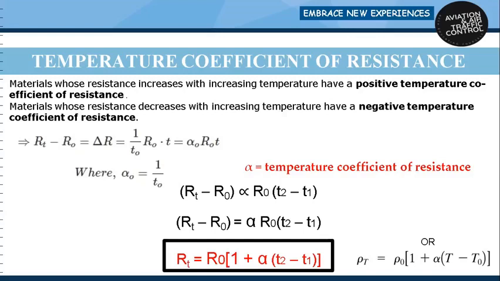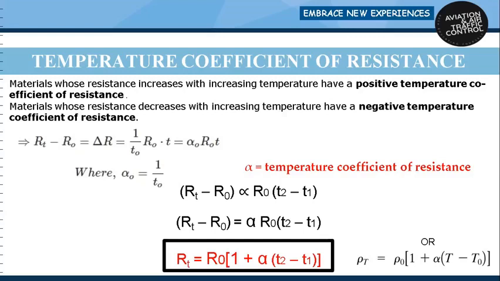So if we make this equation, RT minus R naught is directly proportional to R naught times T2 minus T1. If we remove the proportionality sign, it becomes alpha times R naught times T2 minus T1. And if from the left hand side we take R naught towards the right hand side, then R naught is common. So our final equation will become RT is equal to R naught multiplied by 1 plus alpha T2 minus alpha T1. This equation is important.